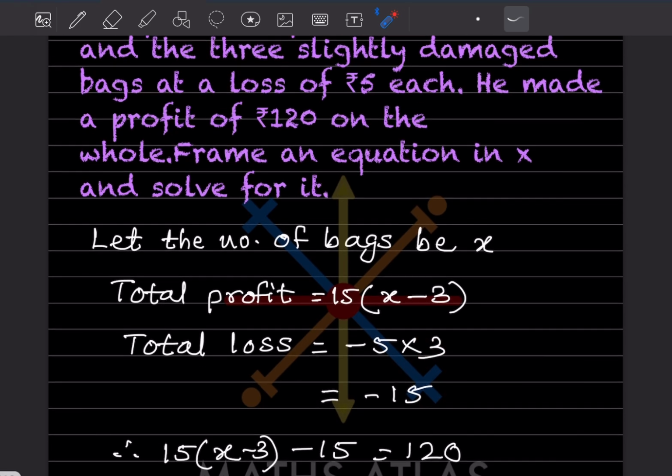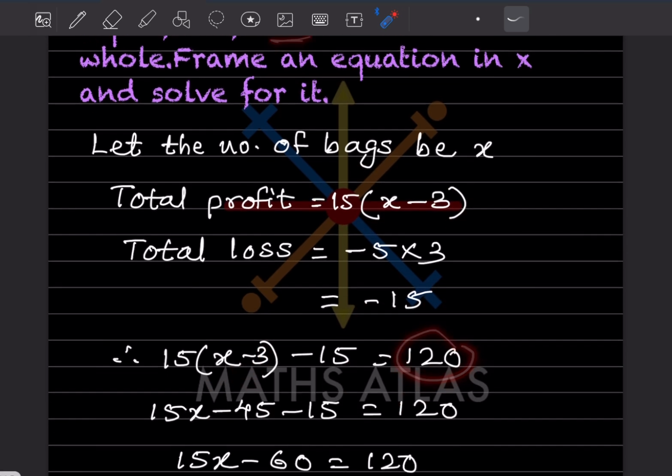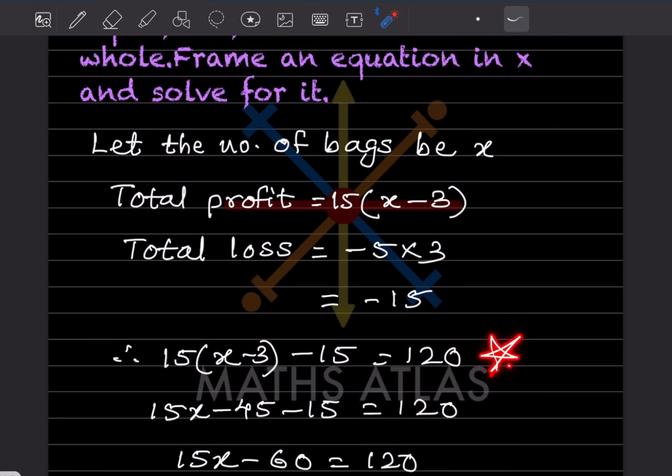So now we will write here 15 into x minus 3 and this minus 15, and that is given as profit, 120. So this is 120. So this is the equation, which you have to do carefully. So 15x minus 45 minus 15 is equal to 120.